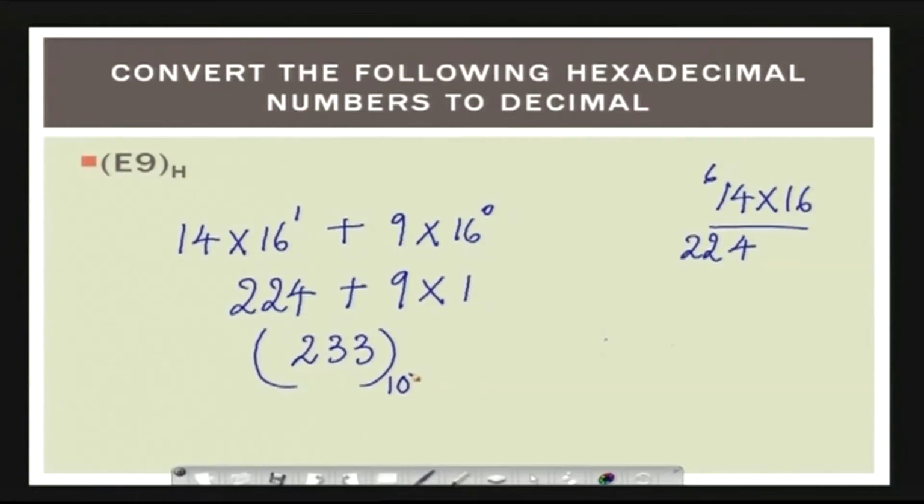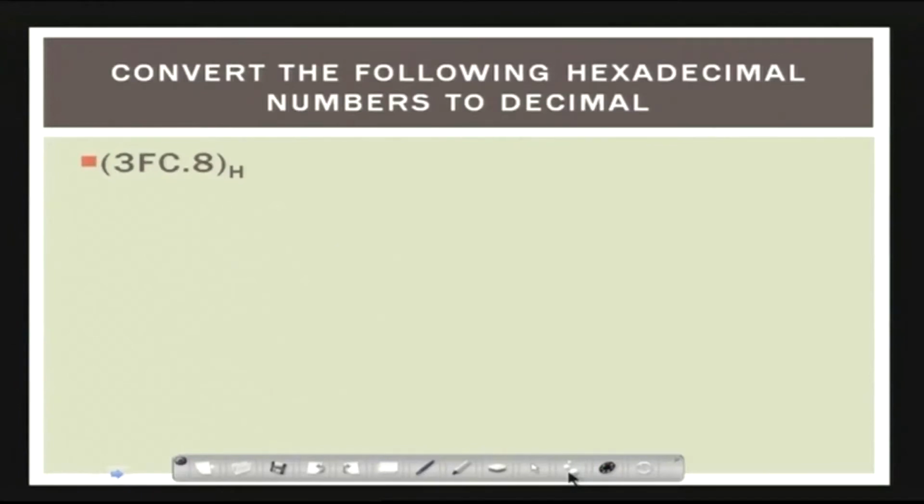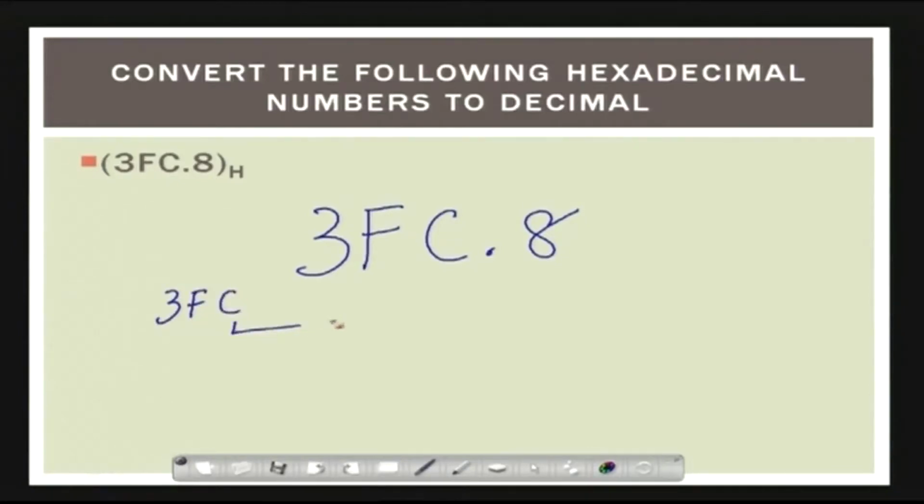Now, the same way you can take another number. The example is 3FC.8. This I want to convert to a decimal number. I will write that again here. What we have to do, again as I said earlier, is take this 3FC separately and multiply each digit with its weight.